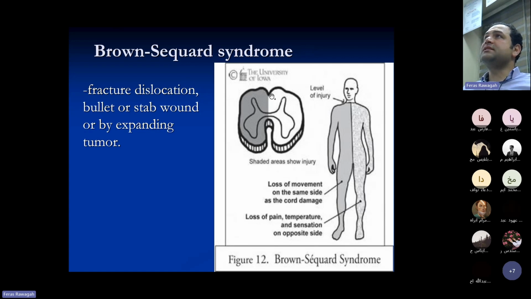Brown-Séquard syndrome is hemisection of the spinal cord. In this type of injury, for example, the right or the left half of the spinal cord is affected.